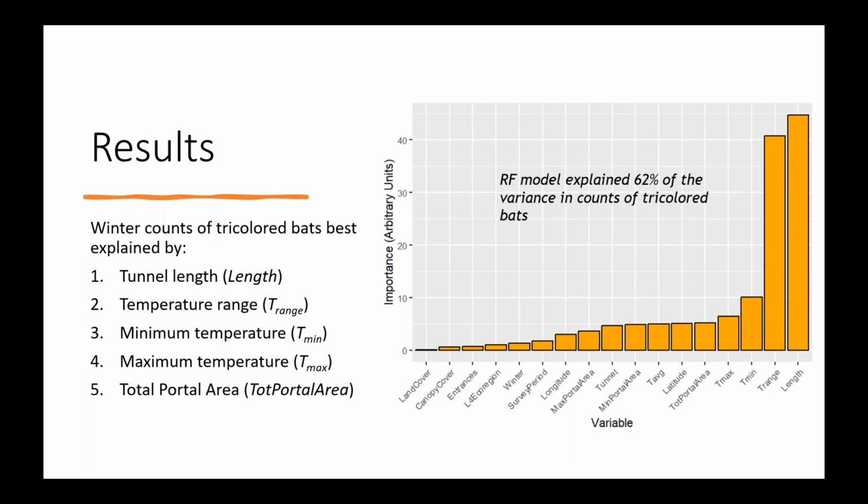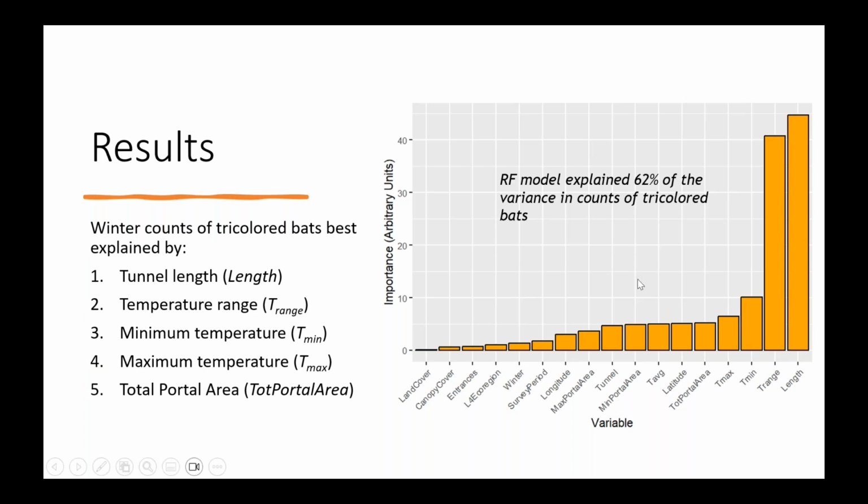So let's do this same process for tricolored bats. Different species have different winter ecologies, different physiologies, and so forth, so we need to analyze the data for each species separately. We just can't say that a bat is a bat. When we look at the random forest models for tricolored bats, we see that we were able to explain 62% of the variance in counts. So this is a moderately good model, not as good as what we found for the little brown bats, but still useful. It just doesn't explain as much of the data. This species is simply harder to understand.